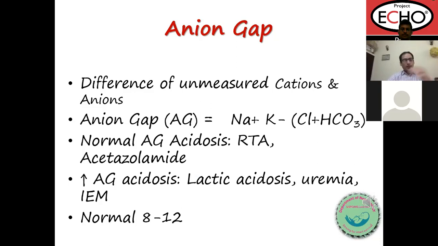Normally, metabolic acidosis is divided into two categories. Normal anion gap acidosis, which is seen in renal tubular acidosis or if the baby is on acetazolamide. Commonly in neonatology, we see increased anion gap acidosis, which is usually because of shock, sepsis, acute kidney injury, or inborn errors of metabolism. The normal range lies between 8 to 12. Next slide, please.